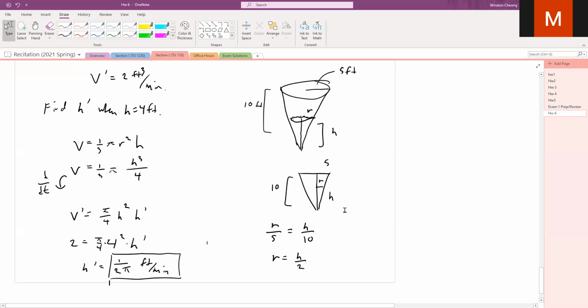Yeah, I see that. So that's how I'm getting this ratio. So R over 5, those are the corresponding sides. H over 10 is the other set of corresponding sides. There's actually two ways to set up proportions. Does that answer your question?